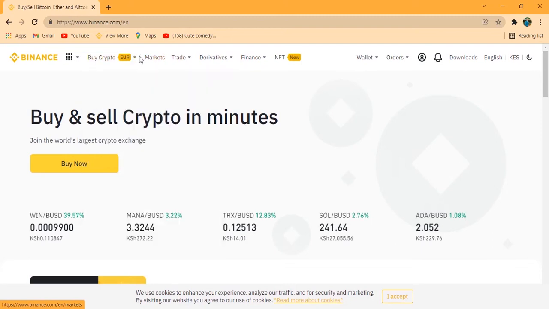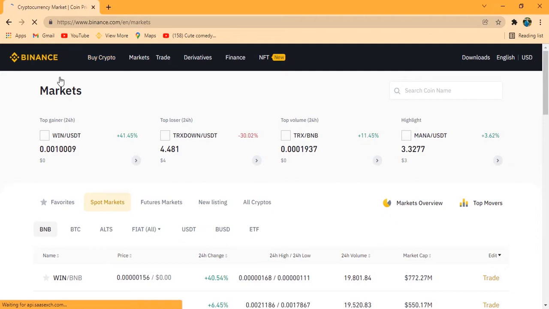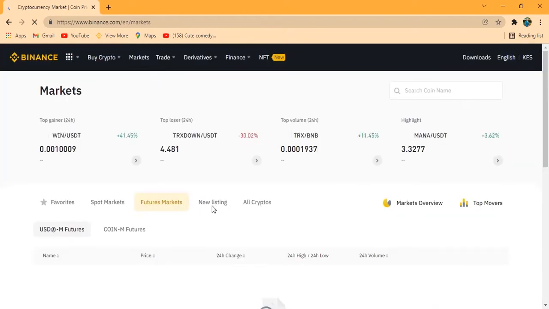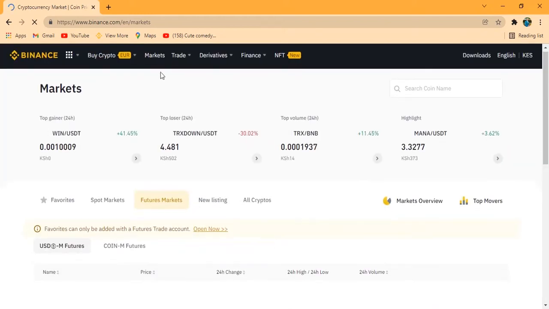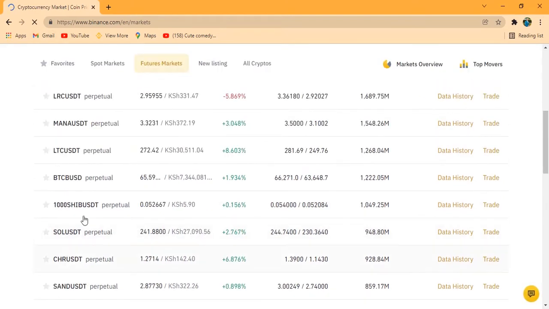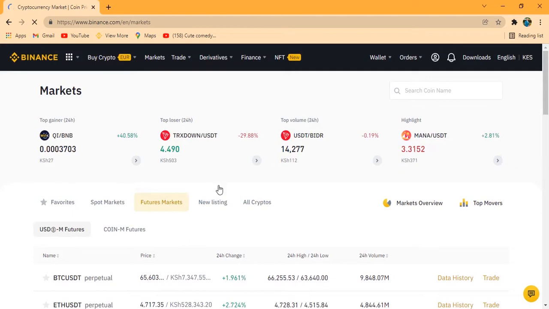The next thing we are going to explain over here is the market. Market is where you see the features of every pair. A pair is just two currencies, like JPY and USDT, or Bitcoin versus USDT. So that is the pair, and this is the market. There is a difference between the spot market and the futures market, which I will explain later.